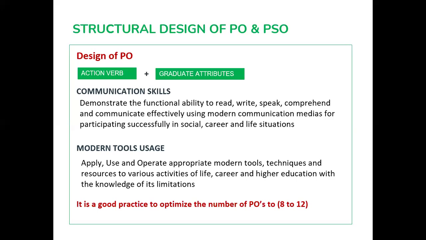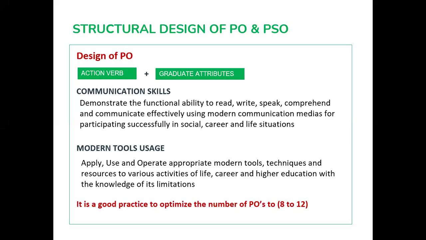So we start with the action verb and identify all the competencies related to that particular graduate attribute. You can list all those things. This is one of the program outcomes corresponding to the graduate attribute communication skills. In a similar way, modern tool usage is another graduate attribute. How do we convert it into a PO? Here also you can use action verbs like apply, use, and operate: apply, use, and operate appropriate modern tools, techniques, and resources to various activities of life, career, and higher education with the knowledge of its limitations. This is an example of another PO.